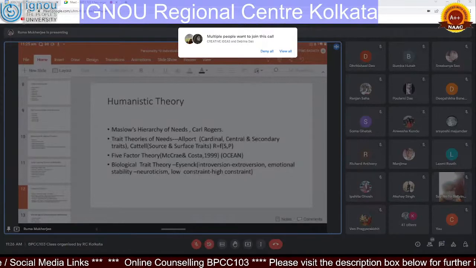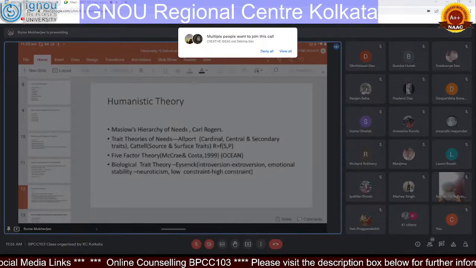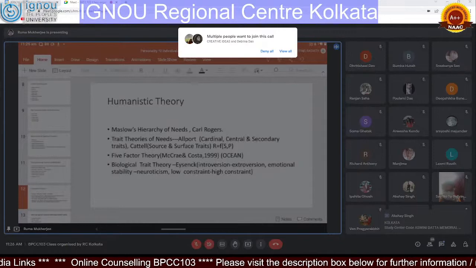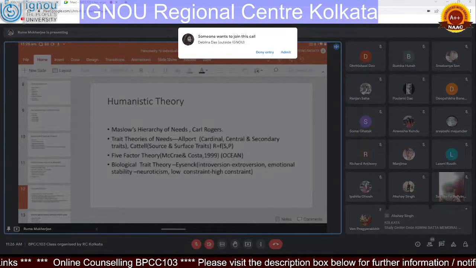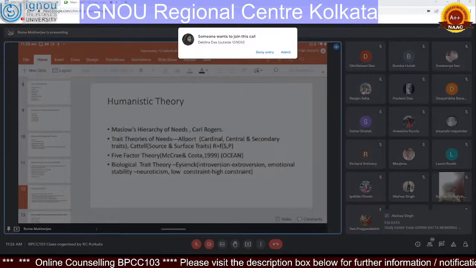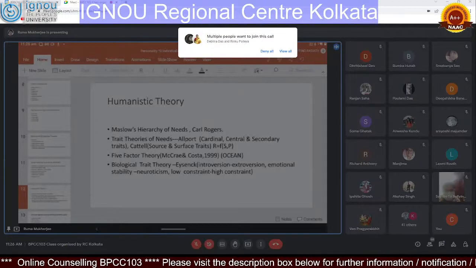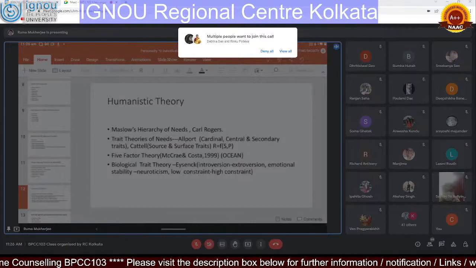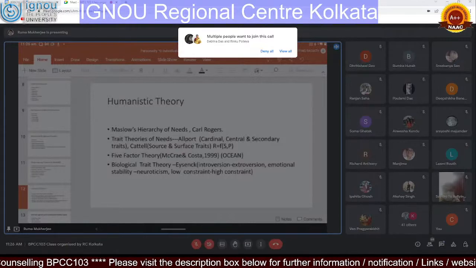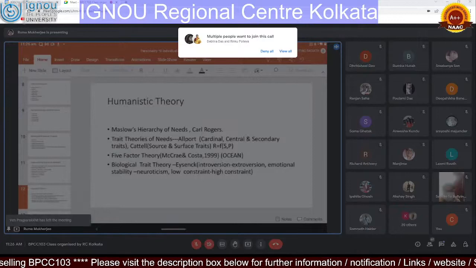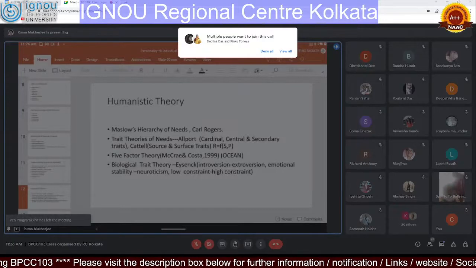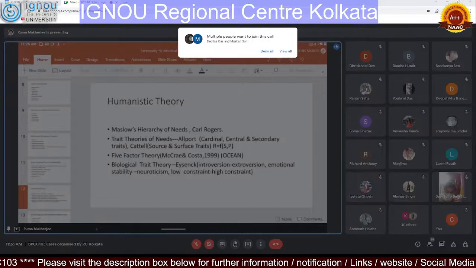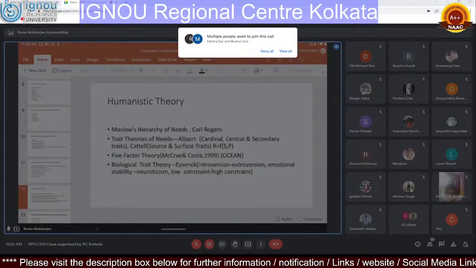Now, according to Eysenck, the personality traits such as introversion or extroversion are affected by some biological processes. Now, what are these biological processes? Number one, the RAS, the reticular activating system, which leads to differences between introversion and extroversion, and also the control of impulsivity or the arousal.